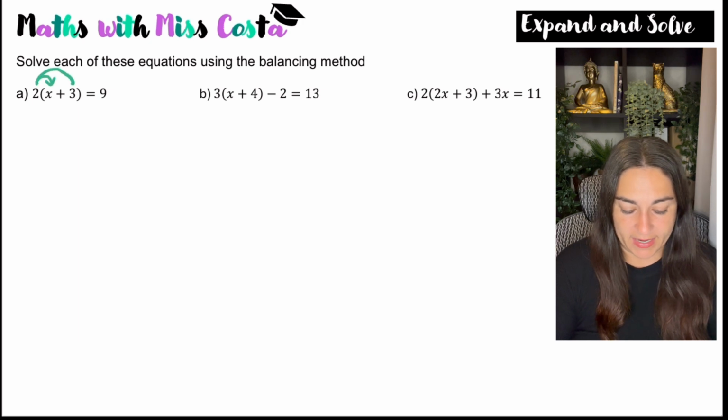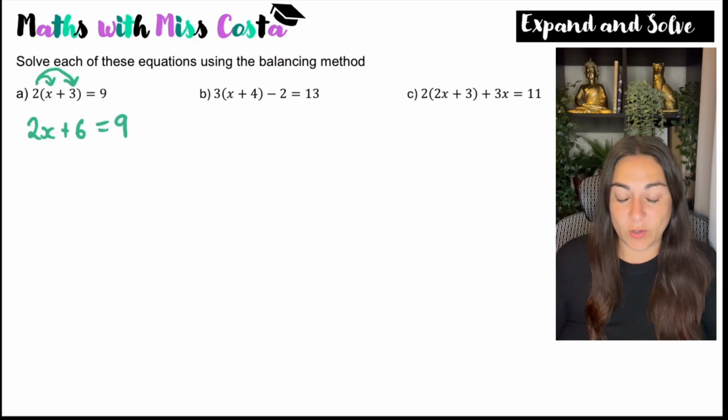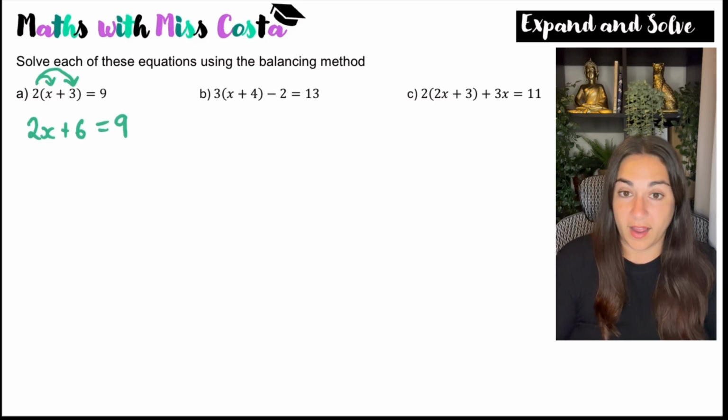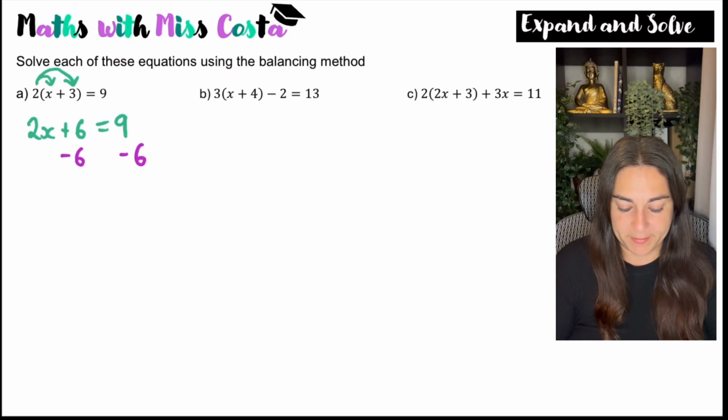I have this bracket and I'm going to multiply it out. So I've got 2x plus 6 equals 9. And then I'm going to solve it just like I did the ones before. I cover up the x and I'm like, okay, there's a plus 6. So I'm going to want to eliminate that first. So I'm going to be left with 2x equals 3.